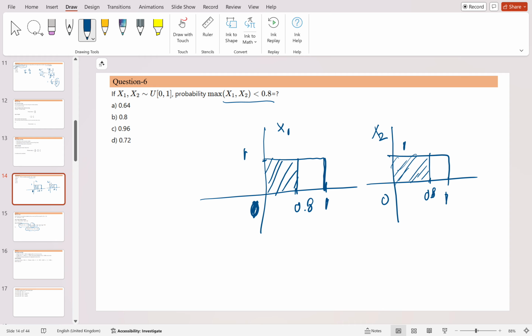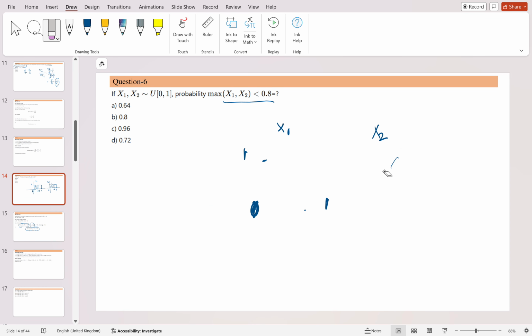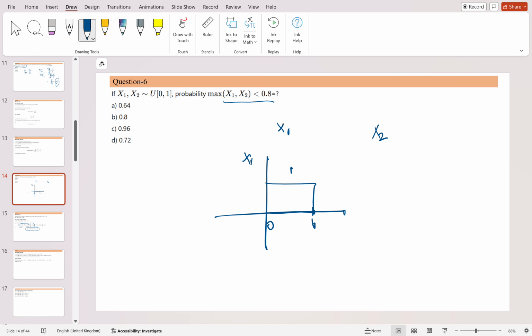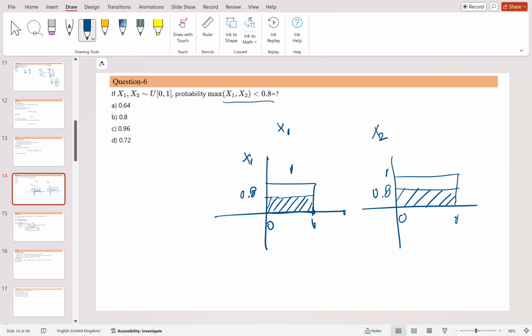Okay, let me remove this. Let me explain. This is x1 basically, from 0 to 1, so it is a uniform distribution. It is saying simply go till 0.8, so this is the area. For x2 you need the same area, that is 0.8 only. This is 1. So this is the area basically.